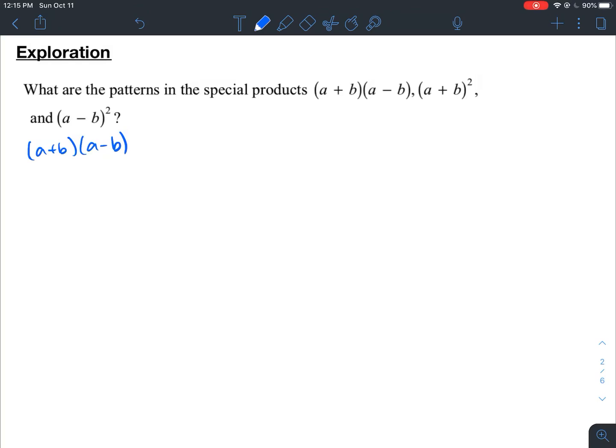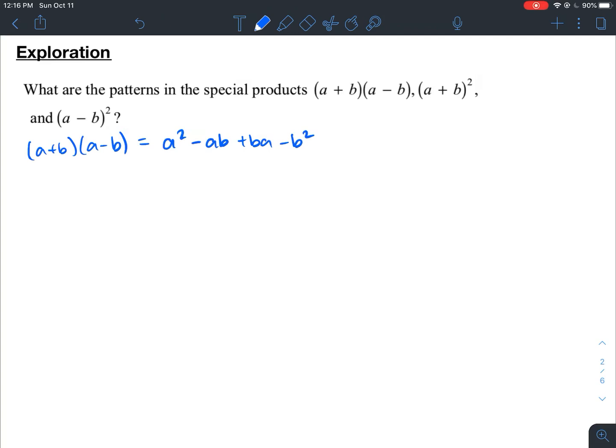So if I were to multiply this out, I would take this a and multiply it by both terms in the other one. So that's a times a, which is a squared, a times negative b, which is negative ab. Now I take the second term, and again I multiply it by both terms in the other binomial. So that's b and a. So b times a is positive ba. And then I have b and negative b, which is negative b squared.